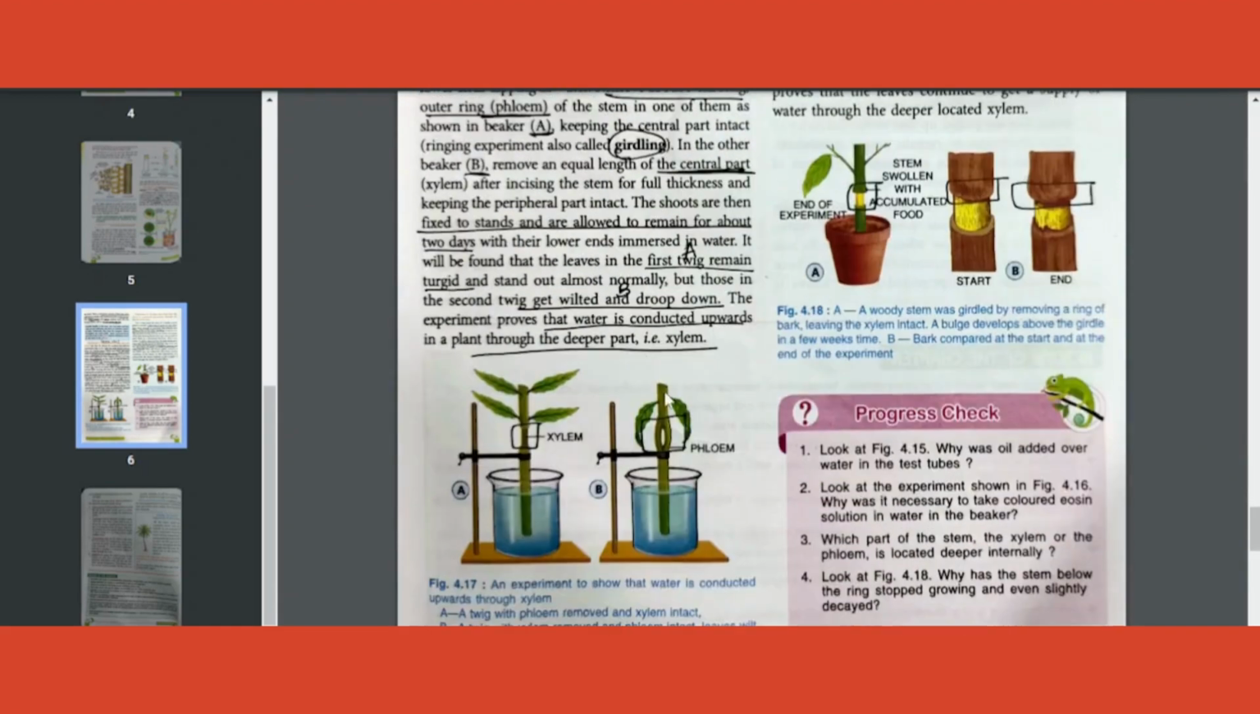Okay. What are we doing? We're taking two plant setups. What does the setup include? A beaker, a plant, and a stem connected to a stand. In both cases, do the same.